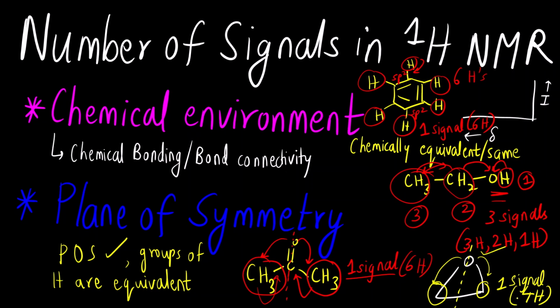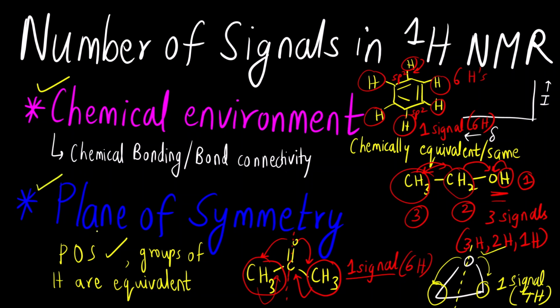Okay, so these are the two methods by which we can calculate the number of signals. First, you have to check the chemical bonding. If the bonding is same, they will show same signal. If the chemical bonding is different or bond connectivity is different, then they will show different signal.